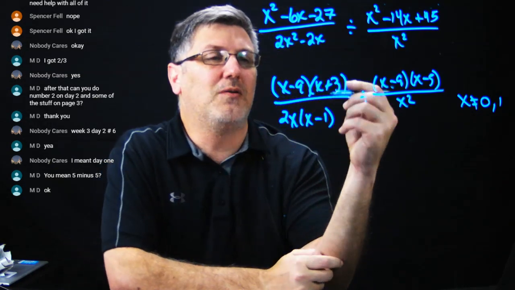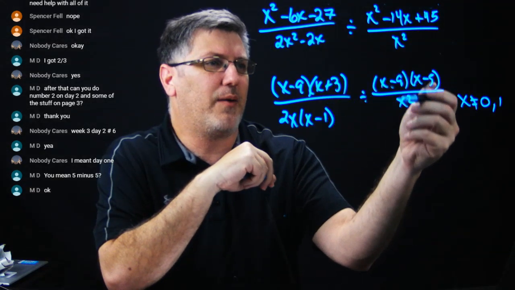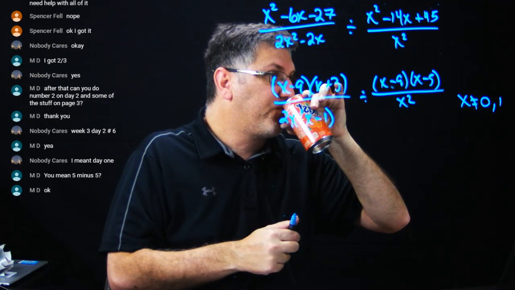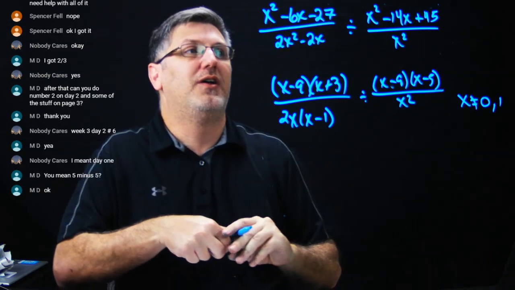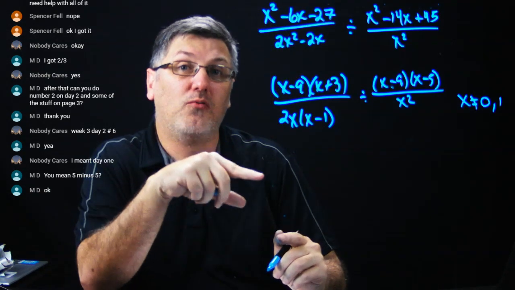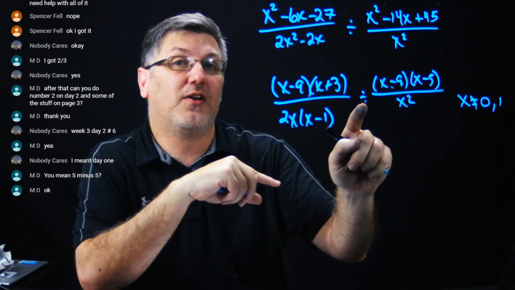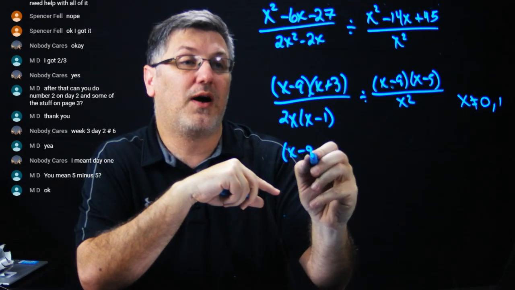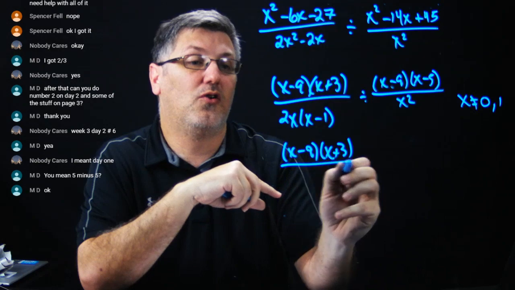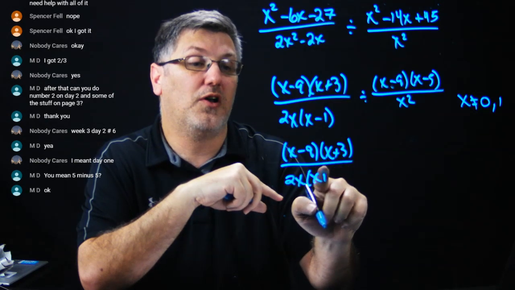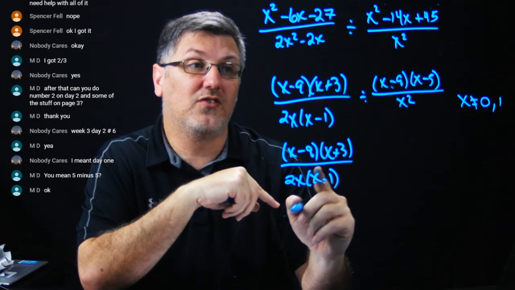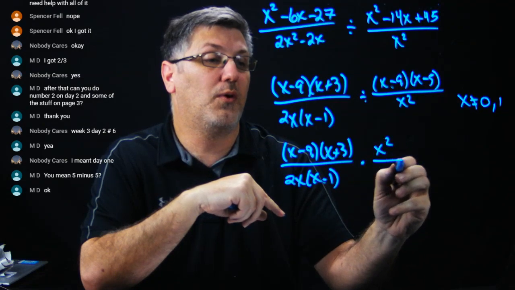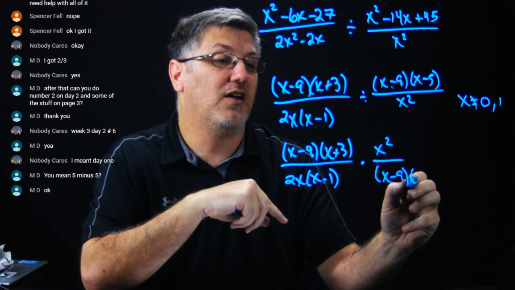All right, let's look to simplify. Top to bottom, nothing matches, so we're good. Now we have to remember our rule from dividing fractions. We change division to multiplication and take the reciprocal of the second fraction. The first one stays the same: (x minus 9)(x plus 3) over 2x(x minus 1). Change division to times and flip the second fraction, which now gives me x squared over (x minus 9)(x minus 5).